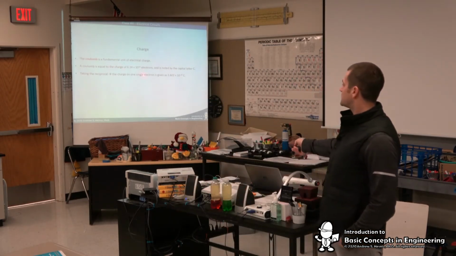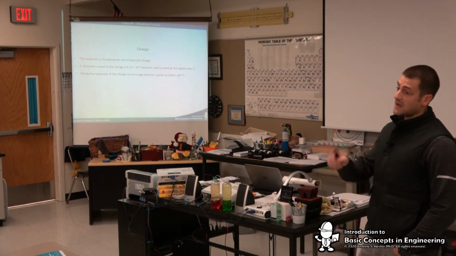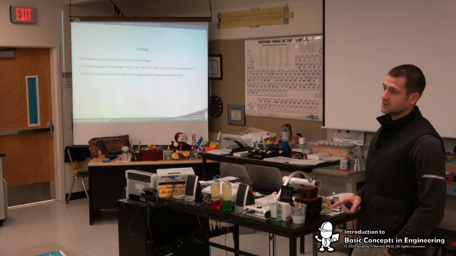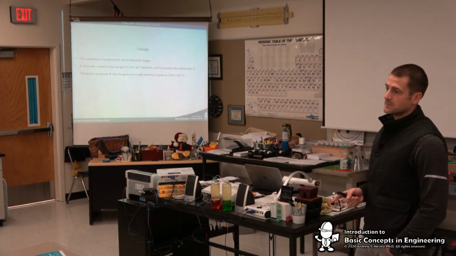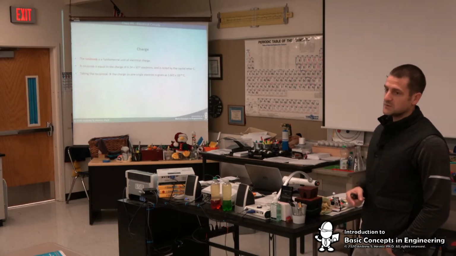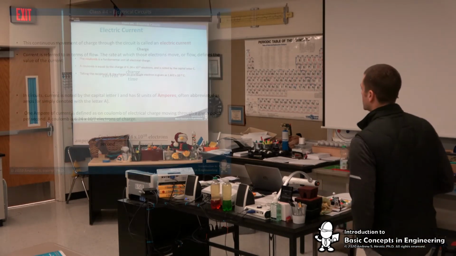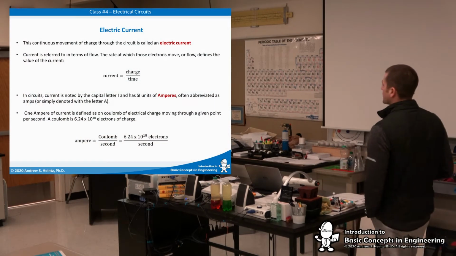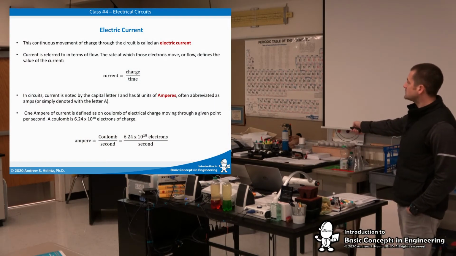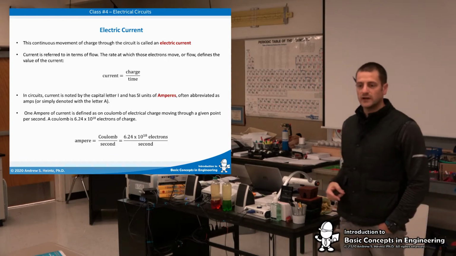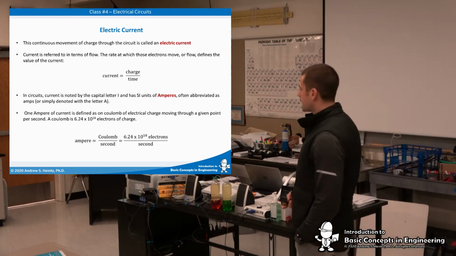So 6.24 times 10 to the 18th, that's a lot. Note, that is not Avogadro's number. That is not a mole, because Avogadro's number is what? 6.02 times 10 to the 23rd, right? All right, very good. All right, so that leaves us with electric current. The continuous movement of charge through a circuit is called an electric current. That's what we call it, okay?